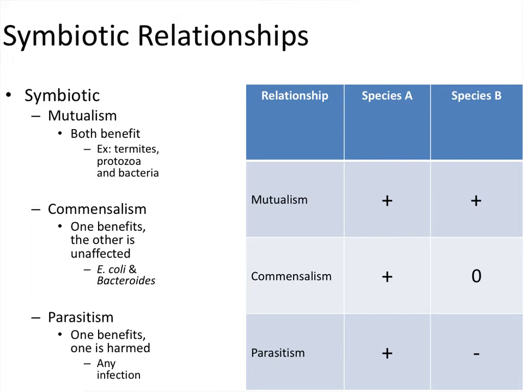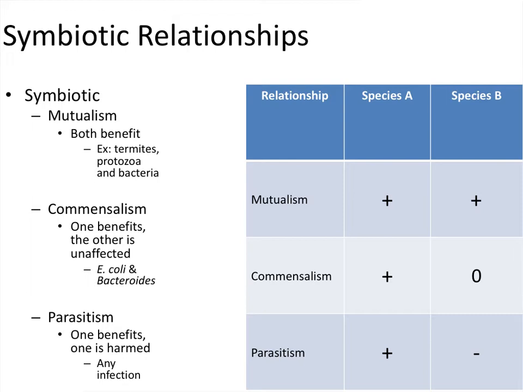In commensalism, there is an interaction where two or more organisms are interacting. One of them benefits and one of them is unaffected. There are not a lot of great examples for this one, but there is one that happens inside the human intestine between two bacteria called E. coli and Bacteroides. So E.